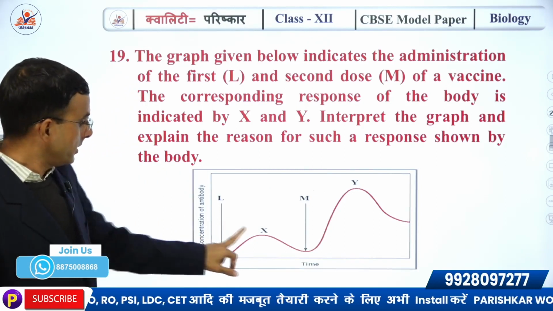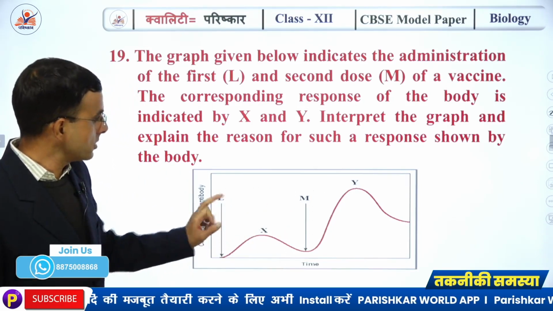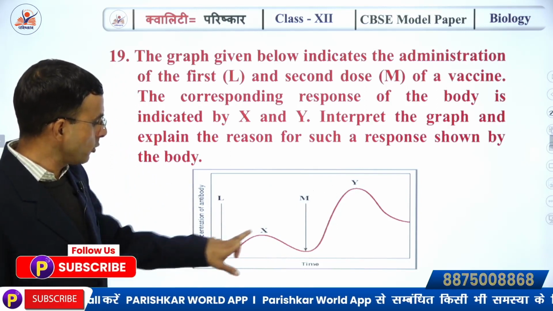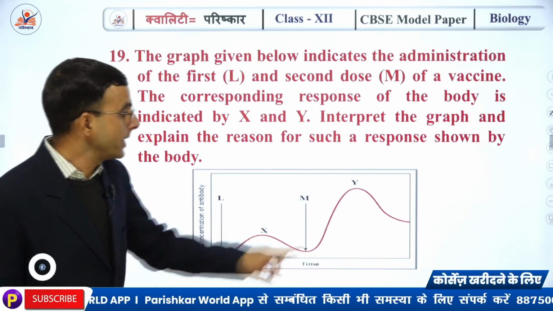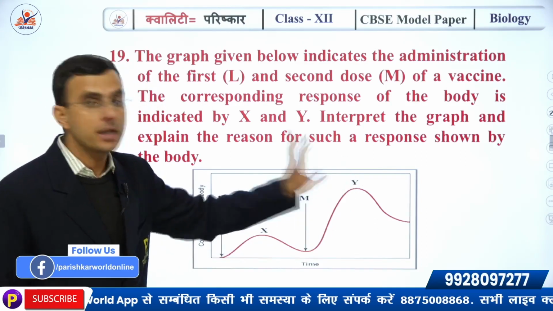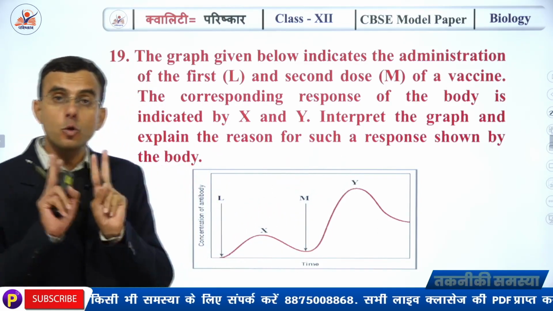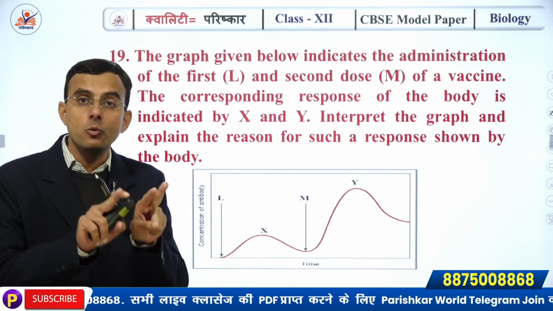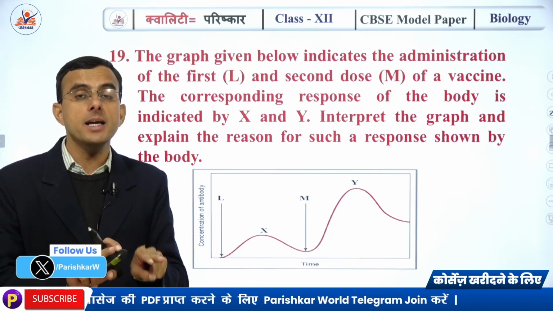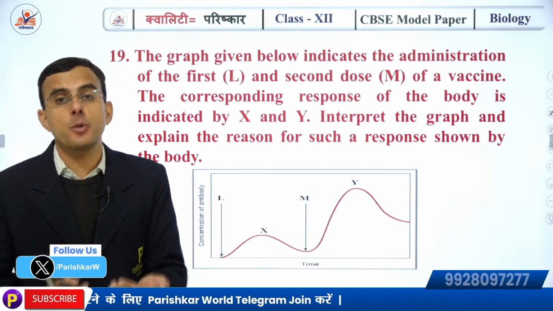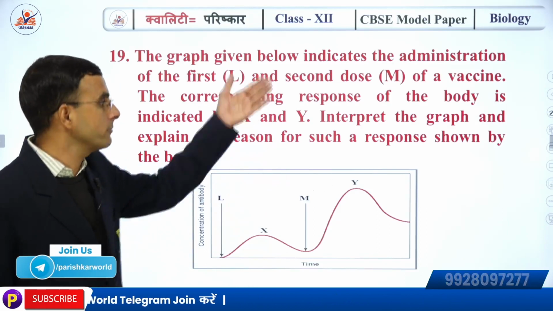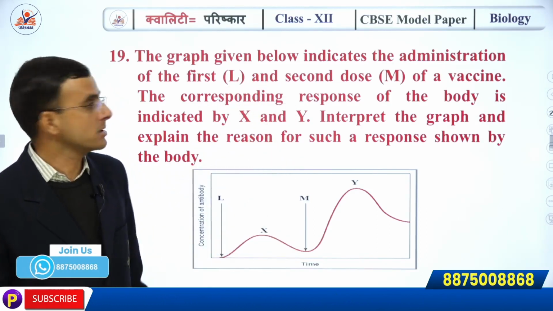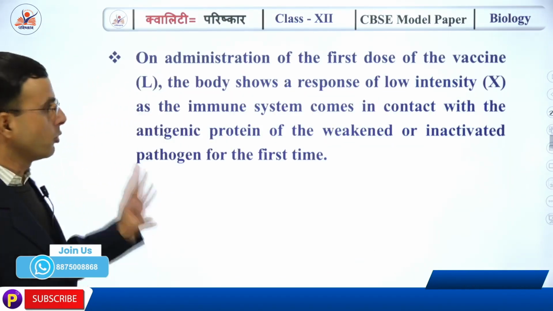In this one, that is the first dose, this one is the second dose, and during the first dose there is one response, and during the second dose there is a different response. So for the same vaccine, because of the two doses, why is there a different response of that particular person? We have to explain and give the reasons why that happens. So we are writing. Look at this one.